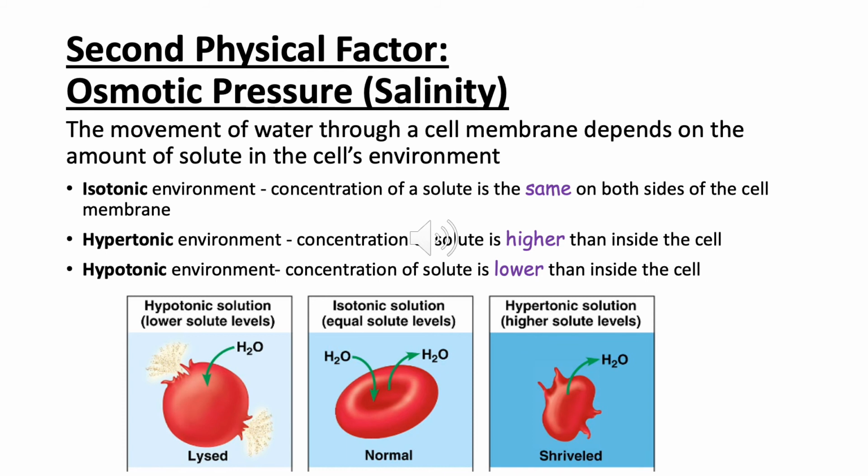And then a hypotonic environment, hypo meaning low, is represented by the first picture here. The concentration of solute is lower than inside the cell. So what happens in that situation, as you can see in the first picture, is water is going to flow into the cell to try to dilute the higher salt concentration inside the cell, and that can cause the cell to burst.